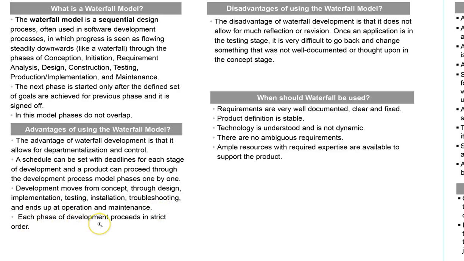Each phase of development proceeds in a strict order. So basically, I cannot do plan and then jump straight to testing. I cannot deploy it unless I have reviewed it, unless it has been tested, unless it has been built. So this gives more control throughout the development process, because one phase doesn't start till the other is complete. So that's where it allows for departmentalization and control.